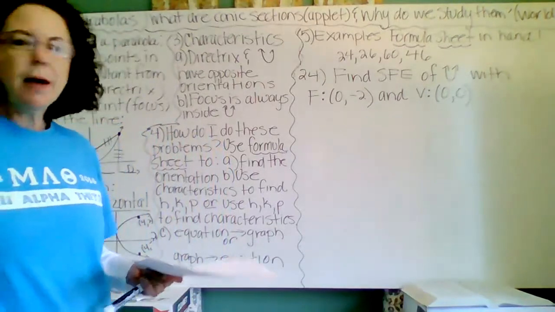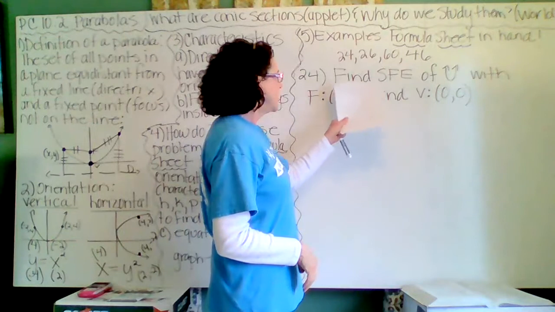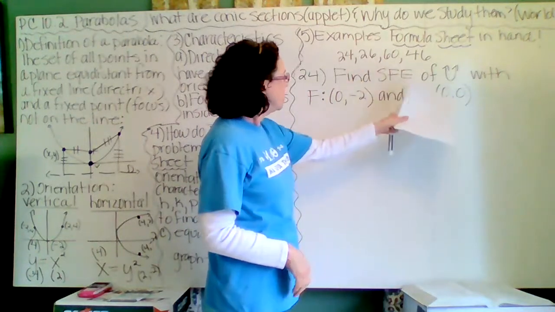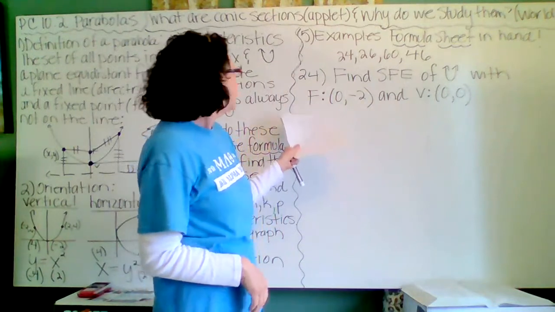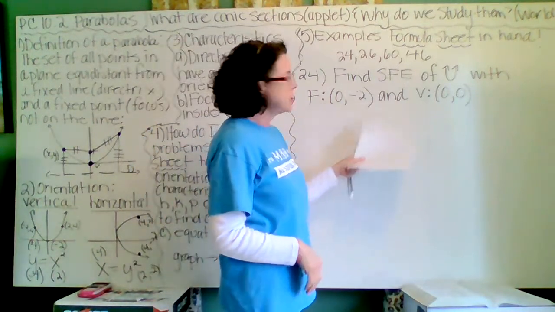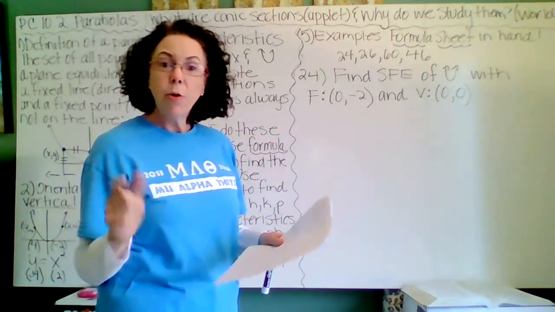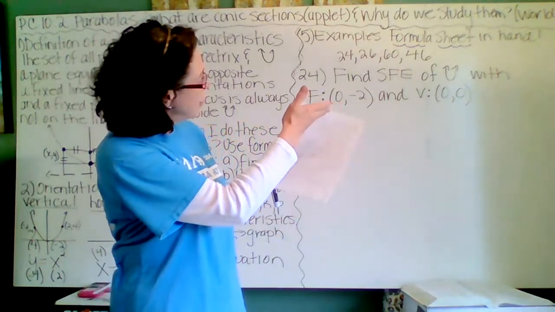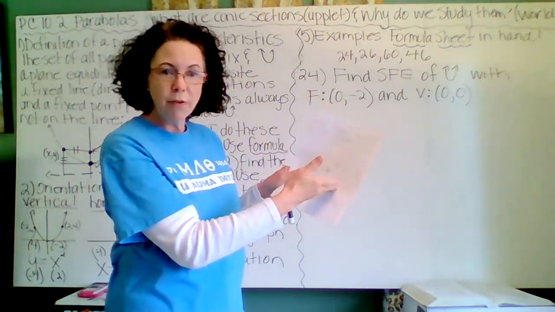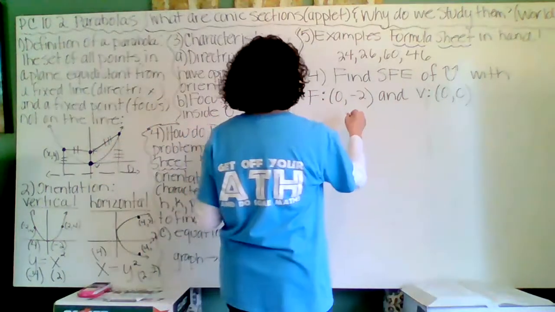Hi, we're moving on to problem number 24. We are asked to find the standard form of the equation of the parabola with a focus, that's what the F is for, of 0, -2, and a vertex of 0, 0. So again, I need to know the orientation of this parabola so I know whether to write a horizontal equation or a vertical. So I'm going to draw a picture of what I have right now.